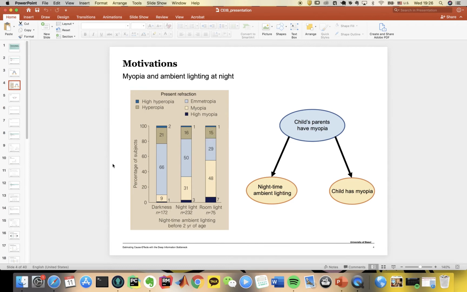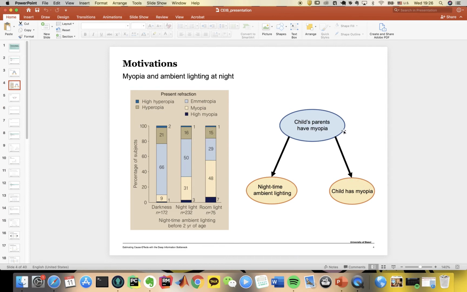Cause and effect exists in many fields in the world. Let's take a look at another example. People might assume that the darkness level in the child's room during the night has something to do with whether the child has myopia. But recent studies show there's no causal link in between. The real reason is whether the child's parents have myopia. If they do, they're more likely to put a night light in the child's room, and the child is more likely to inherit myopia from the parents.